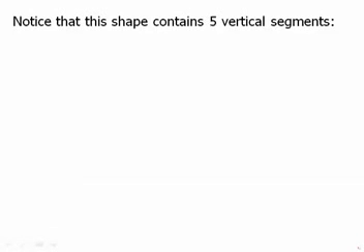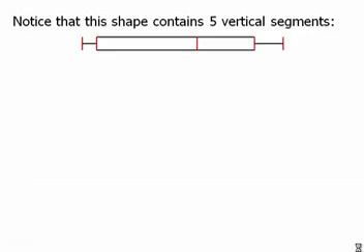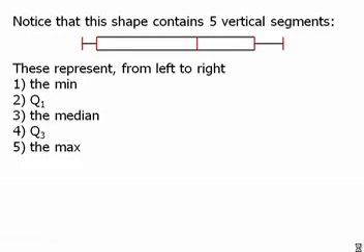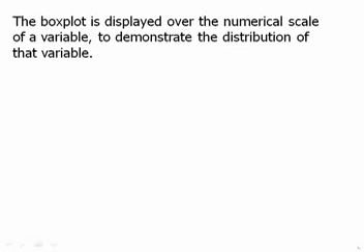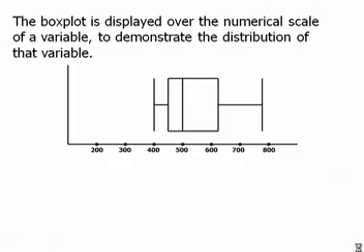Notice that this shape contains 5 vertical segments. So here we have the shape, and I've marked the 5 vertical segments in red. These represent from left to right the minimum, Q1, the median, Q3, and the maximum. So, in other words, the vertical segments show the position of the numbers in the 5-number summary. The box plot is displayed over the numerical scale of a variable to demonstrate the distribution of that variable.